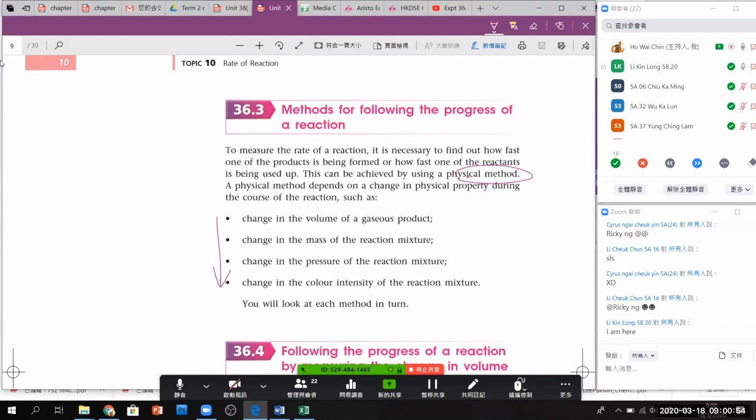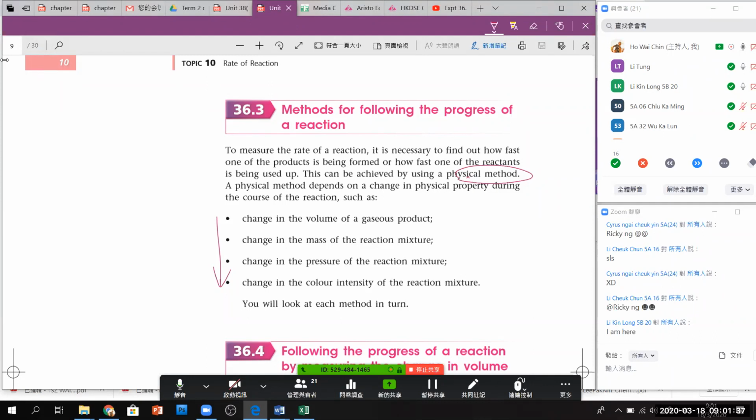What makes a difference between a physical method and a chemical method? Could you please help? What makes a difference between the physical method and chemical method? No products are formed. No, sorry, no what? No new products are formed. Oh, no product is formed.